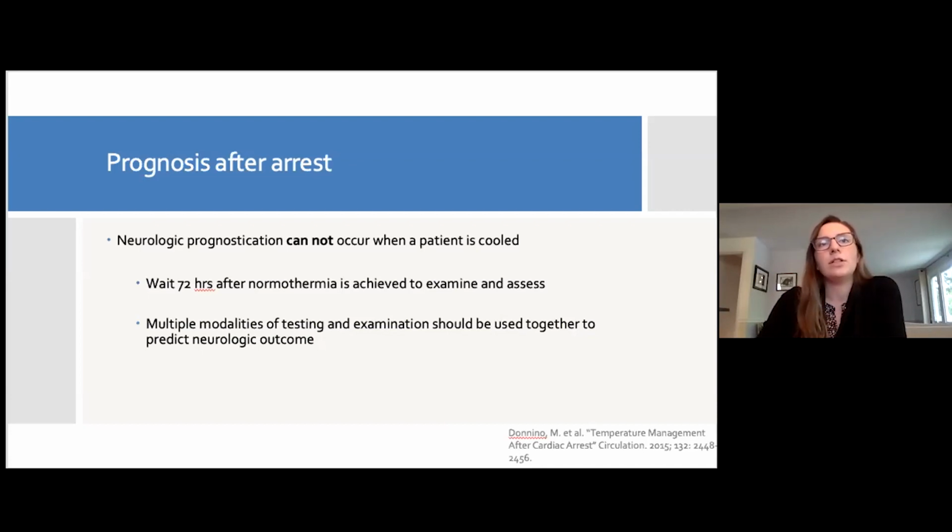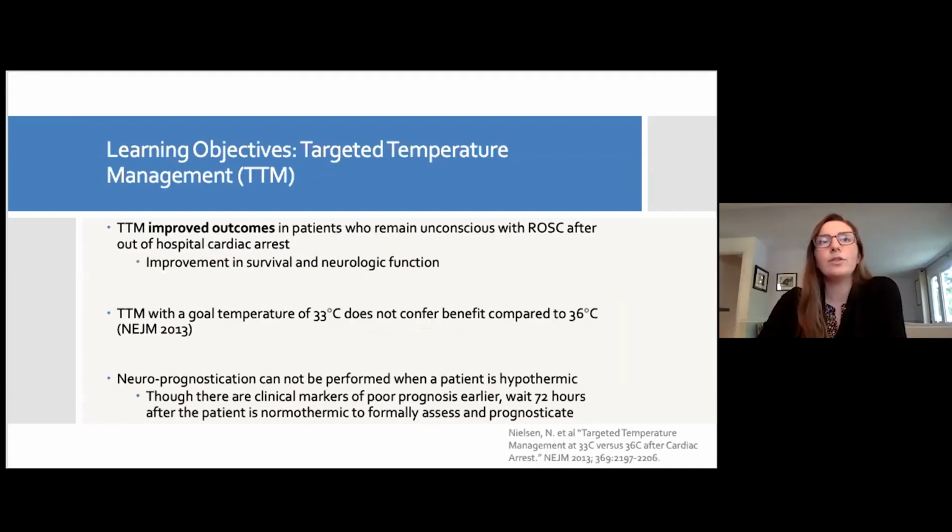So here are our learning objectives for targeted temperature management. We'll remember that targeted temperature management improves outcomes in patients who remain unconscious with ROSC after out-of-hospital arrest. Its improvements in survival and neurologic functions that we found. Additionally, targeted temperature management with a goal of 33 degrees Celsius does not confer a benefit compared to 36. And also neuroprognostication cannot be performed when the patient is hypothermic. It should happen 72 hours after they're normothermic.